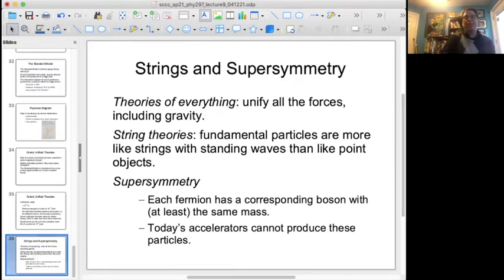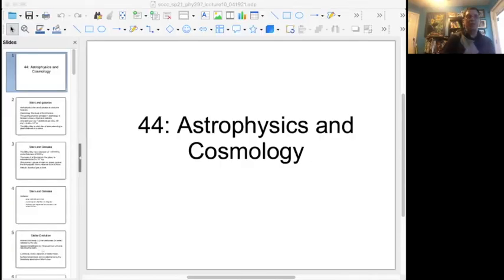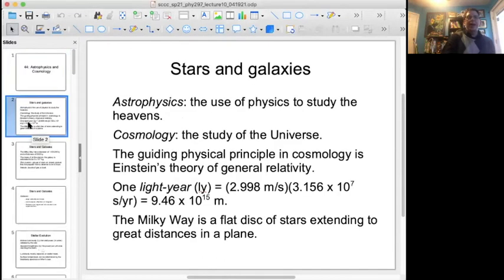And that brings us to the last chapter in the book, which is on astrophysics and cosmology. So we go from the small picture to the big picture. Astrophysics is the use of physics to study the heavens. So it's not simply astronomy, but more specifically applying physics, and in particular the most advanced physics at this point, to the study of the heavens.